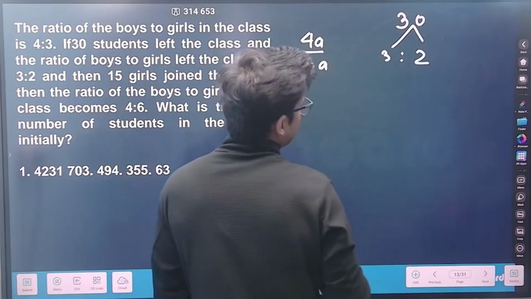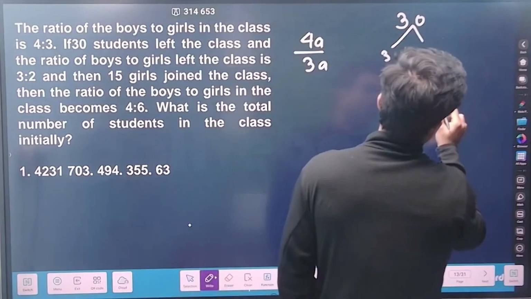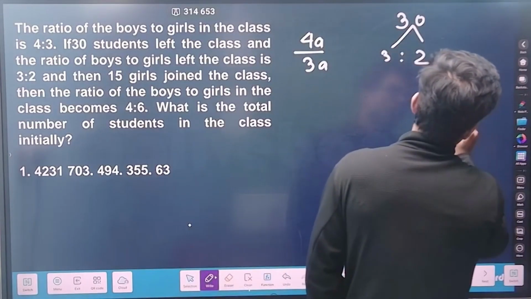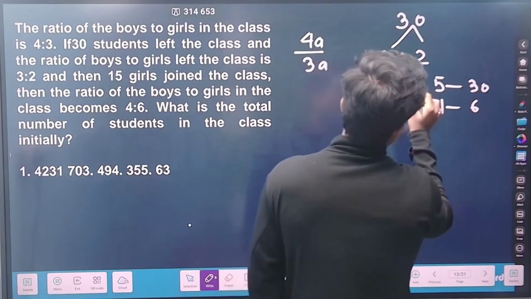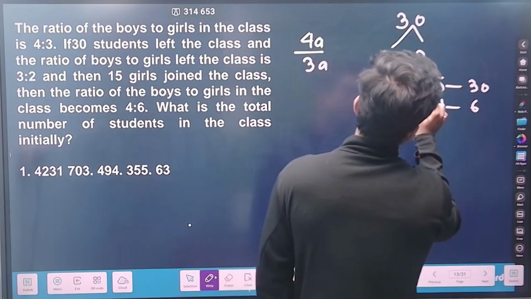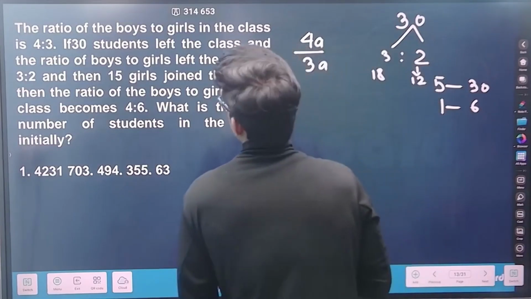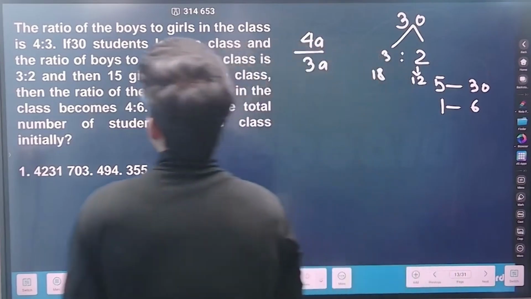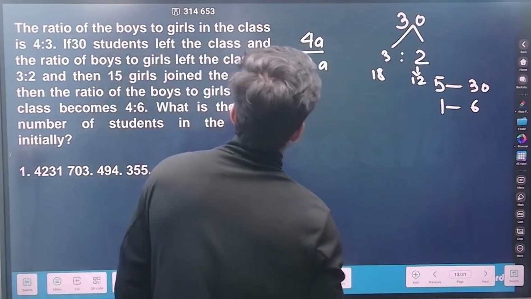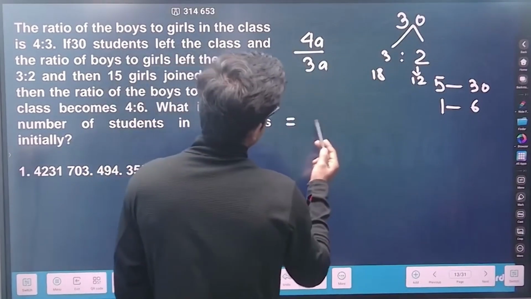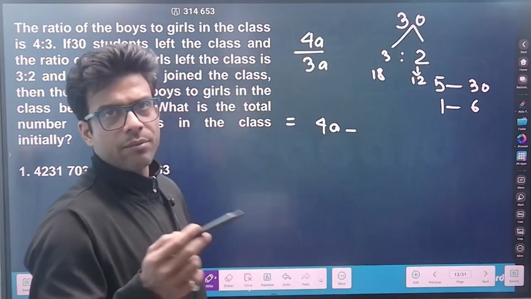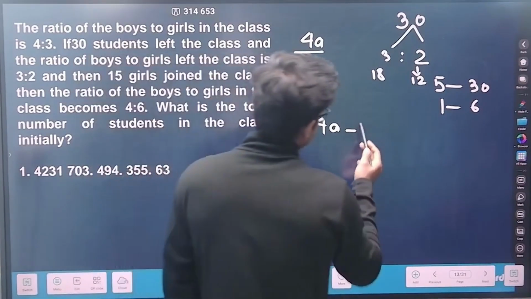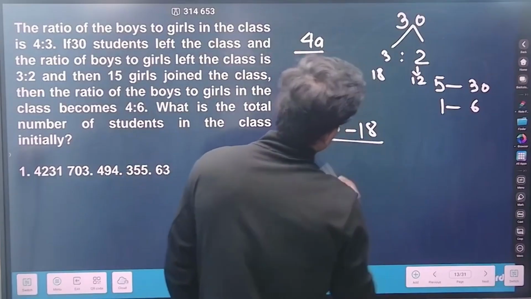Means, can I say that 5 in terms of ratio, it's 30. So value of 1 would be 6. So 6 threes are 18 boys and 12, sorry, 18 girls and 12 boys. Correct? Now the new portion comes, what? New portion is 4A minus how much? 4A minus 18, because this is a boy. This is a girl, boy.